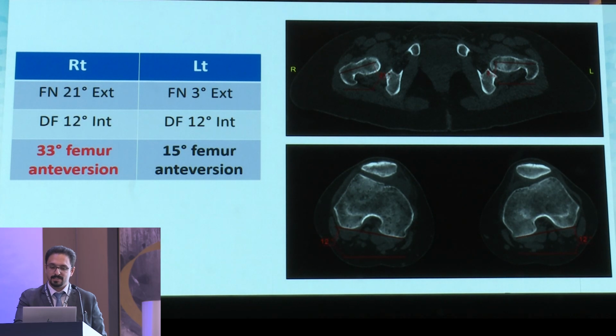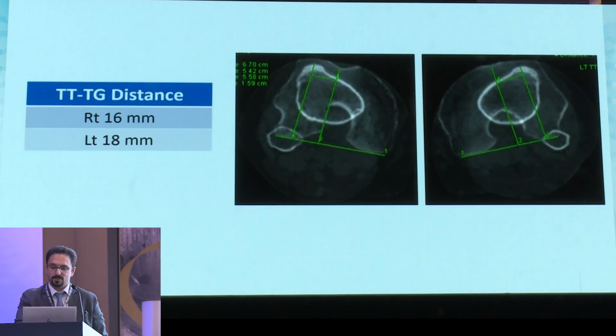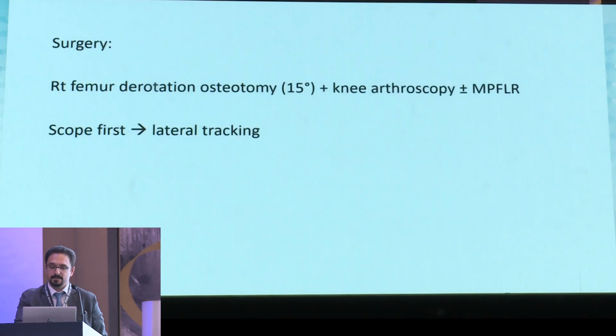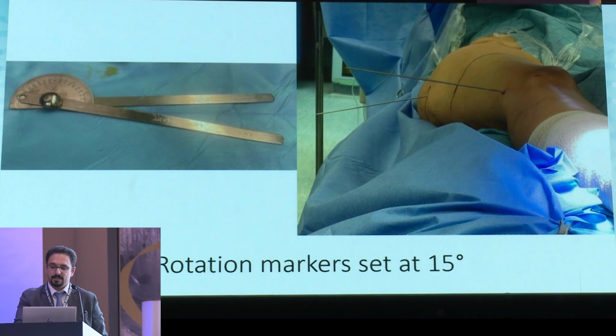There is increased femoral anteversion on the right side, and the tibia torsion is normal, all right? We also measure TTTG distance, the distance between the trochlear groove to the tibial tubercle and the axial plane. And for this patient, we did arthroscopy to check the tracking first. Then we do femur derotation osteotomy.